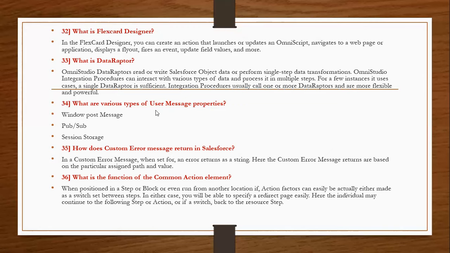What are the previous types of the user's message properties? Window postMessage, sub, and session storage. How are custom error messages written in Salesforce? In custom error messages, when set for errors, they are written as a string. Here the custom error messages are based on the particular assigned path of the value.